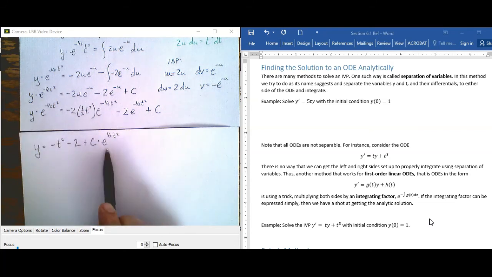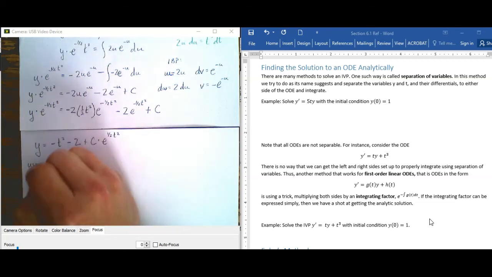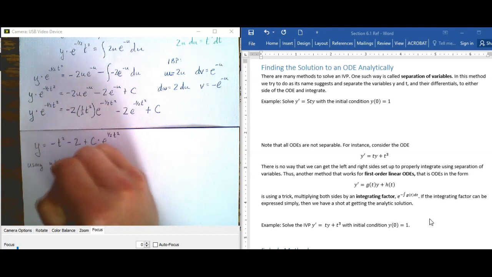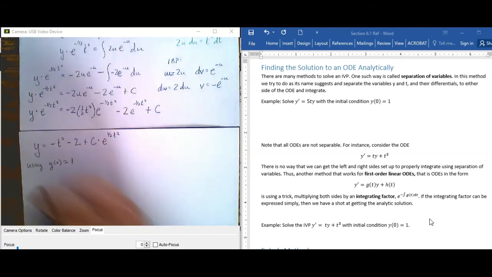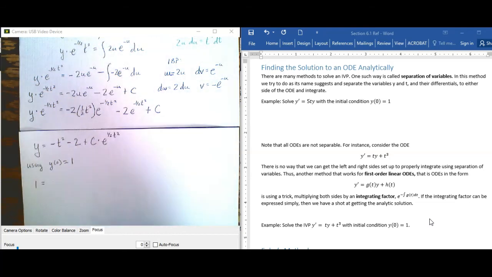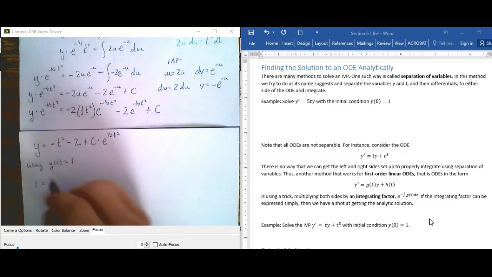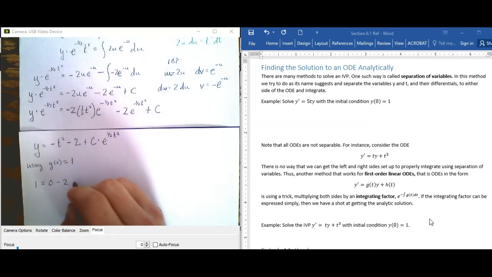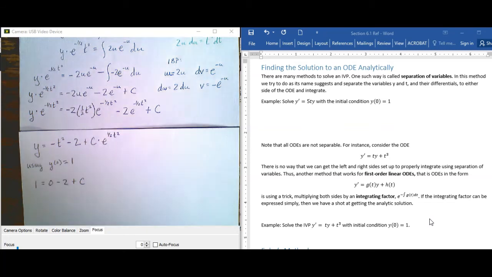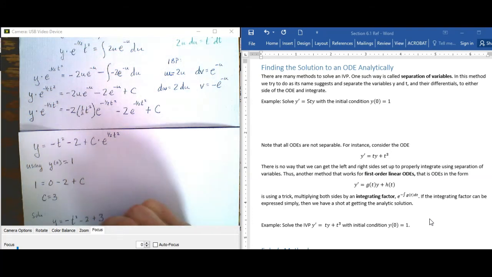We now need to apply the initial condition to solve for our particular solution. So using y(0) equal to 1, we'll get 1 equals, plugging in 0 for our t's, 0 minus 2 plus c, since e to the 0 is 1. Adding 2 over, c is 3. Therefore our solution is y equals negative t squared minus 2 plus 3 e to the 1/2 t squared.